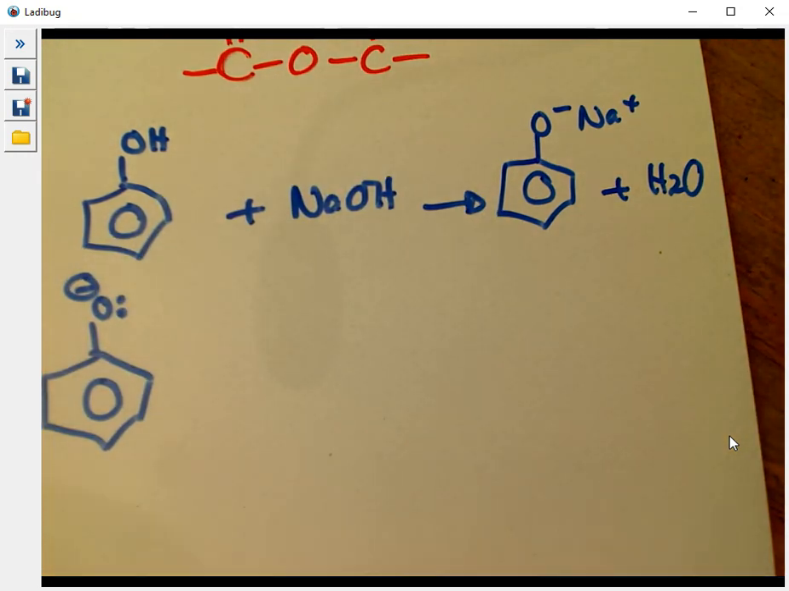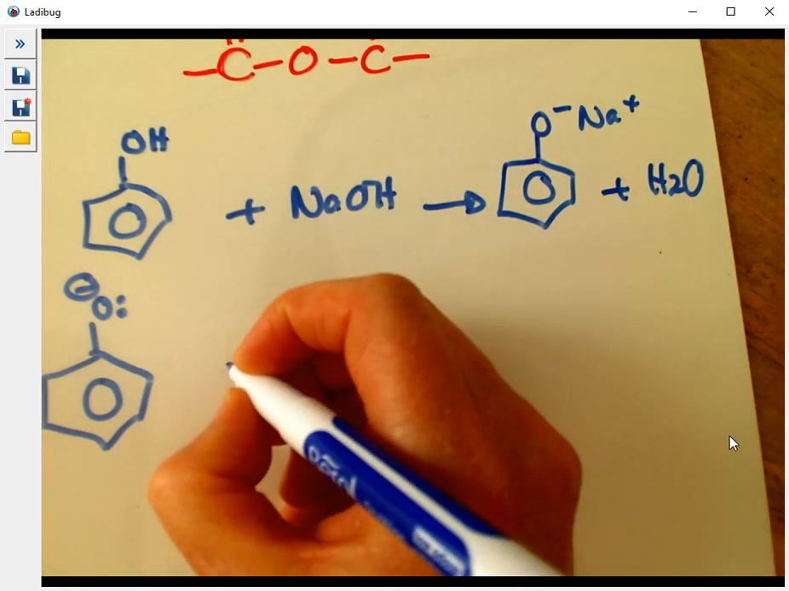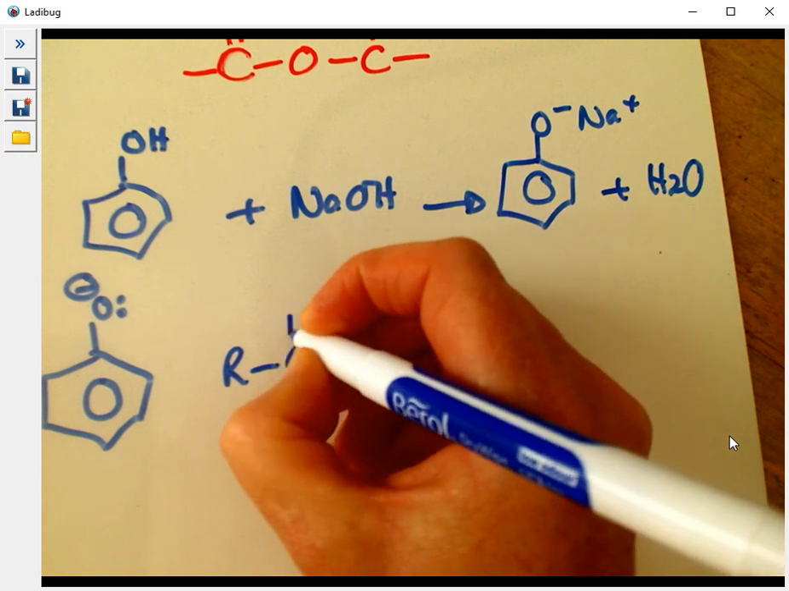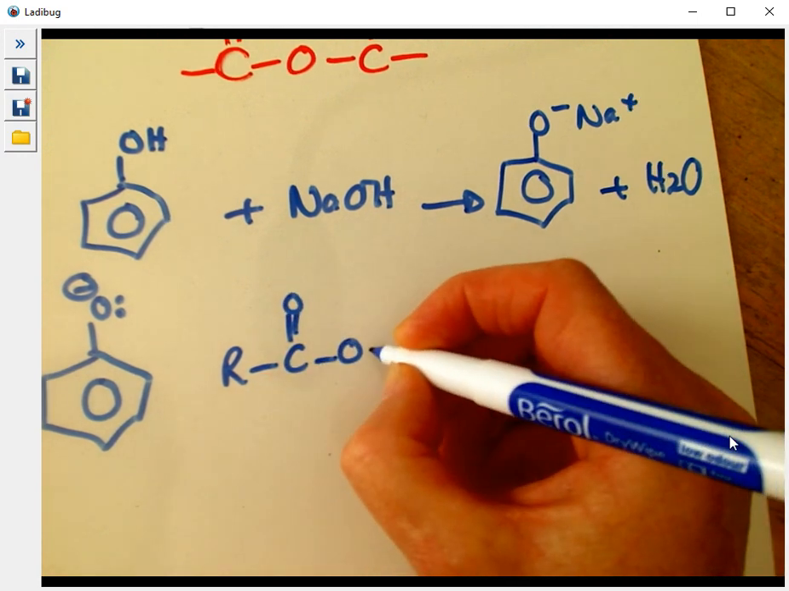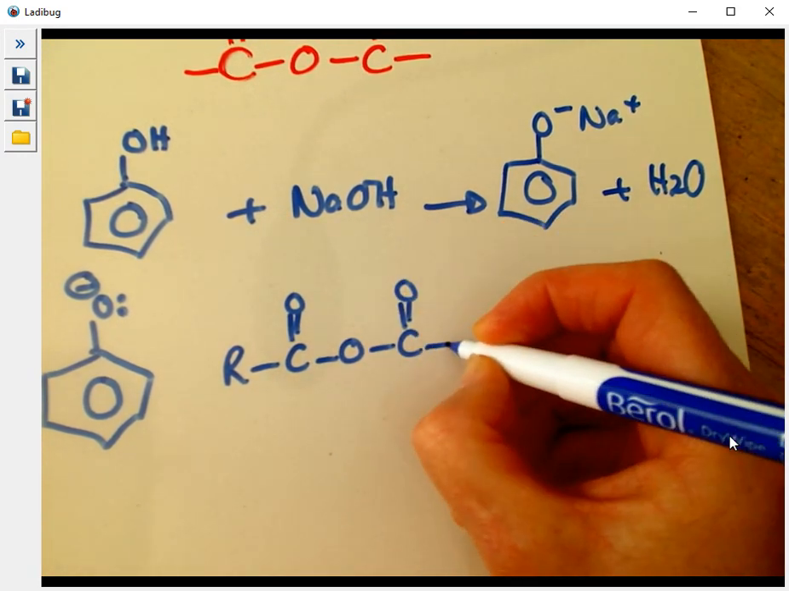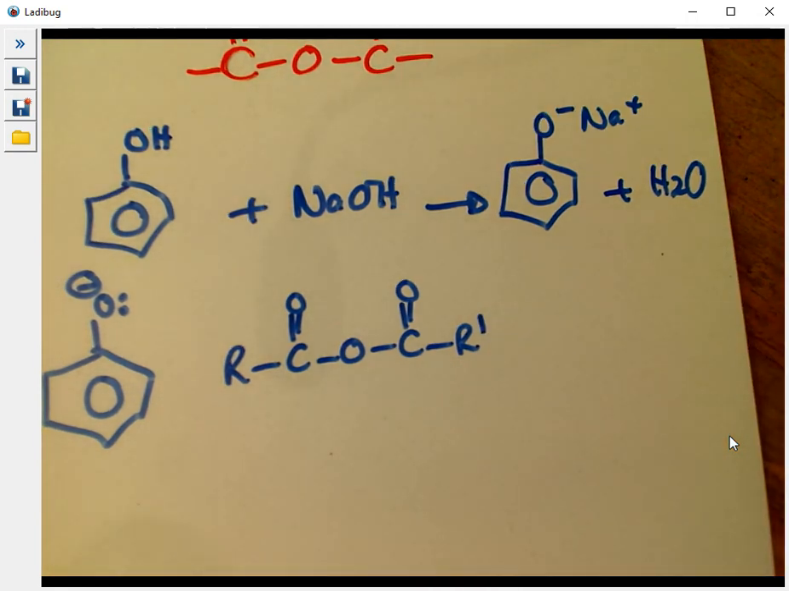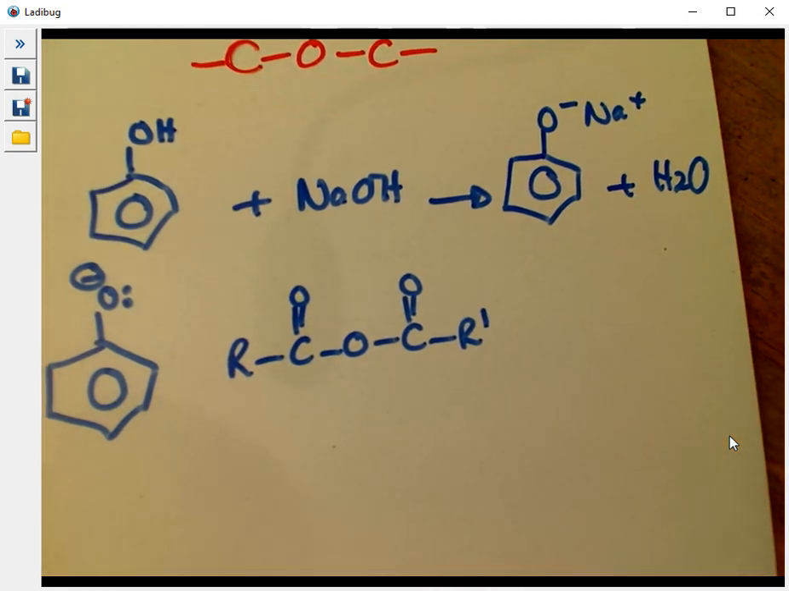I'm going to leave the sodium ion elsewhere. And we are going to react this with just a generic acid anhydride, so it doesn't matter what it is. The two R groups, I'll just put R1 and R2, R and R1, so we can see where they're going. Now, we can think in terms of what we know about arrow pushing.